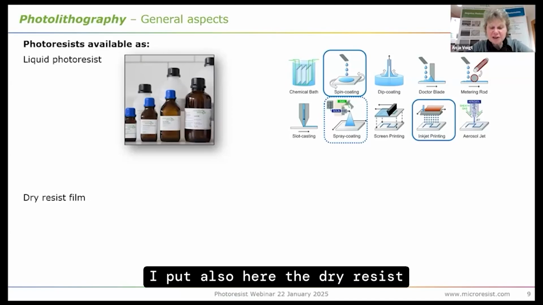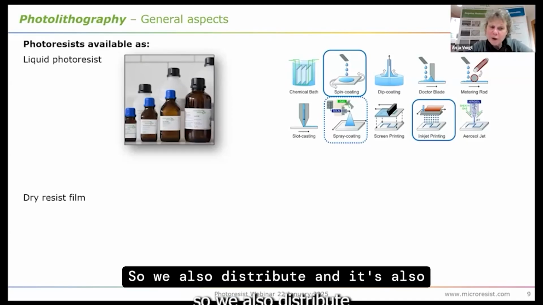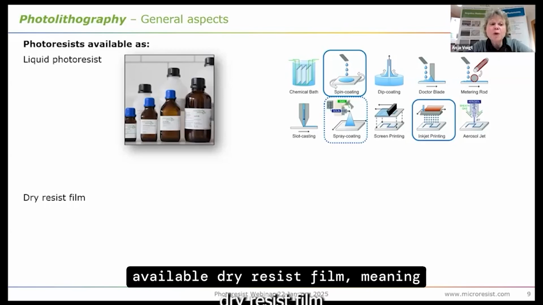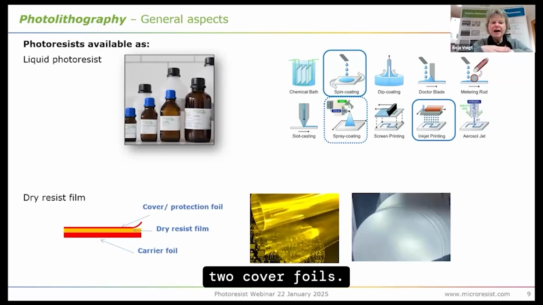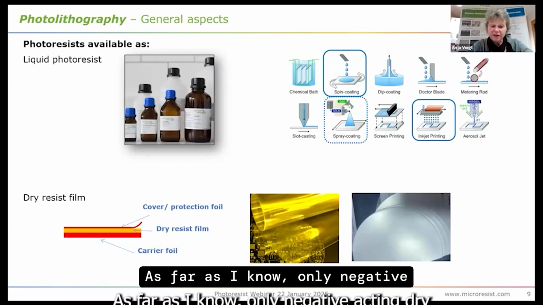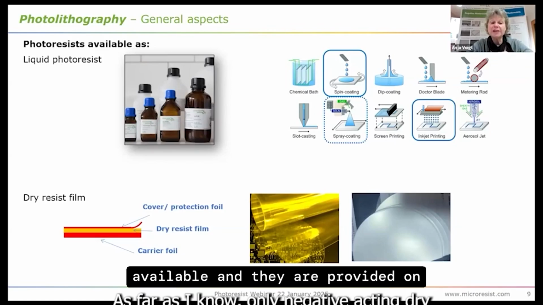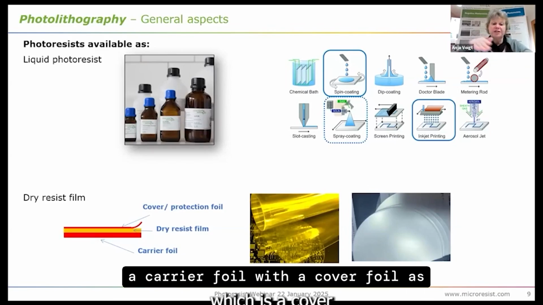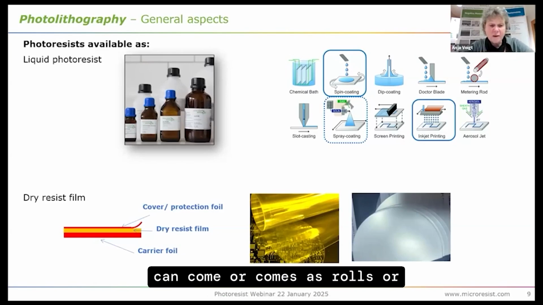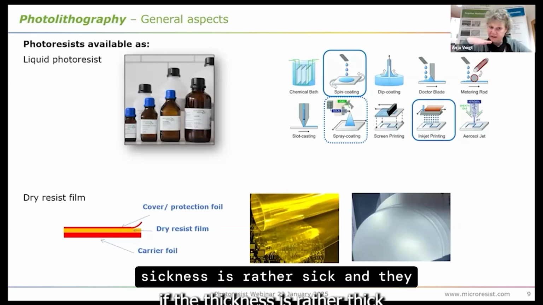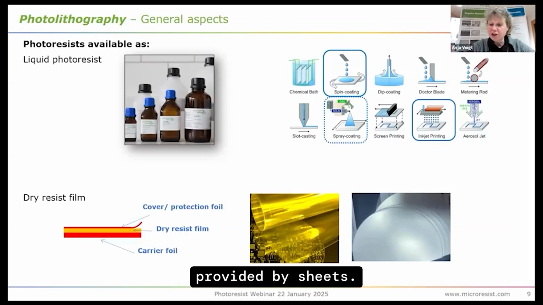I put also here the dry resist film. So we also distribute, and it's also available, dry resist film, meaning that the dry resist is in between two cover foils. As far as I know, only negative acting dry resist films are available, and they are provided on a carrier foil with a cover foil as protecting foil. They come as rolls, or depending on the thickness, if the thickness is rather thick and they cannot be rolled, they are provided as sheets.